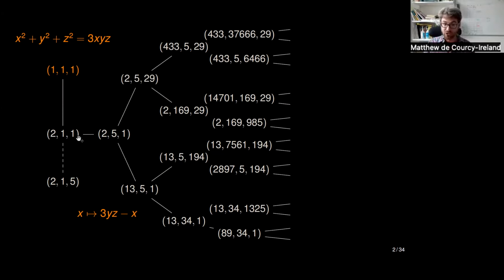And then you can change either of the ones to a 5. And then you could change 1 to 3 times 2 times 5 minus 1, so that's 29. Or you could change 2 to 3 times 5 times 1 minus 2, so that's 13. So you keep applying these moves and you get more and more solutions that seem to grow larger and larger, arranged in a tree.